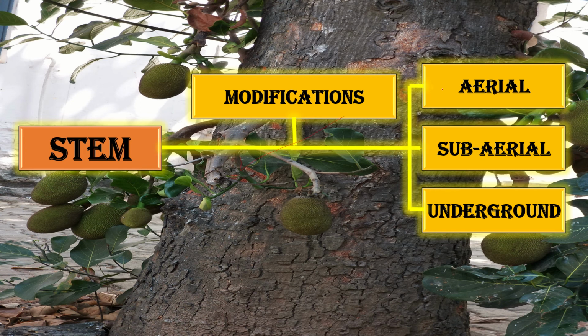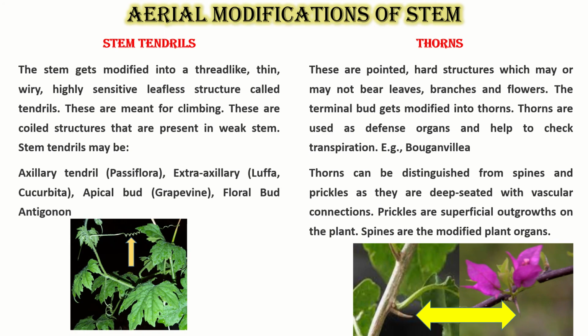Stem modification can be broadly classified under three subheads. Okay, aerial modification, subaerial modification, and underground modification. So let's start with aerial modification. First is stem tendril. The stem gets modified into a thread-like, thin, wiry, highly sensitive structure.